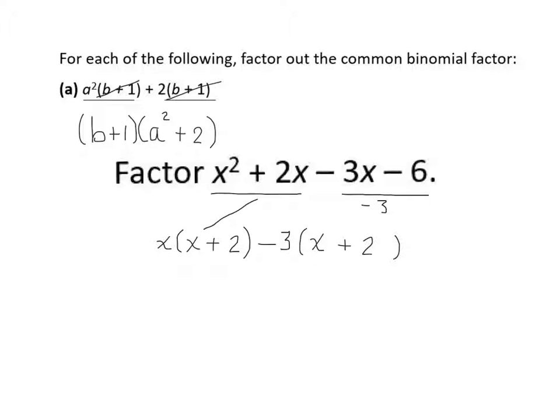So now notice our first term and our second term have something in common, and that is x plus 2. If I factor out the x plus 2, the x plus 2's will cancel. And what I'll have left is just that x minus 3. I have factored this polynomial with an even number of terms down to 2 binomials using the grouping method.